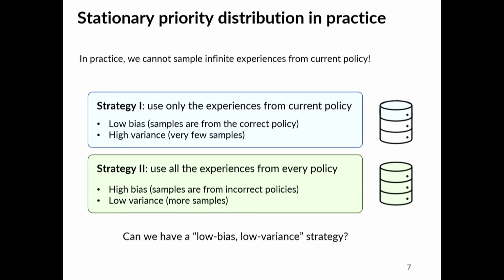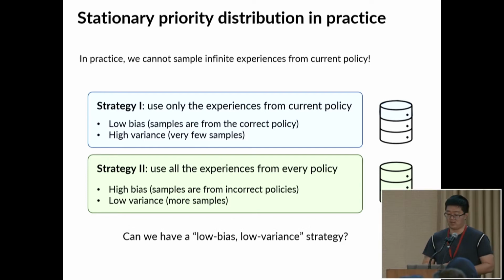So how do we implement this in practice? Obviously, we cannot sample infinite experiences from the current policy. So let's first consider two strategies. The first strategy considers only the experiences from the current policy. I denote this in blue, and on the right plot, I use the top blue plot to show that. It is a very small number of samples from the current policy. So technically it will have lower bias because the samples are from the correct policy, but it will have higher variance because there are very few samples.